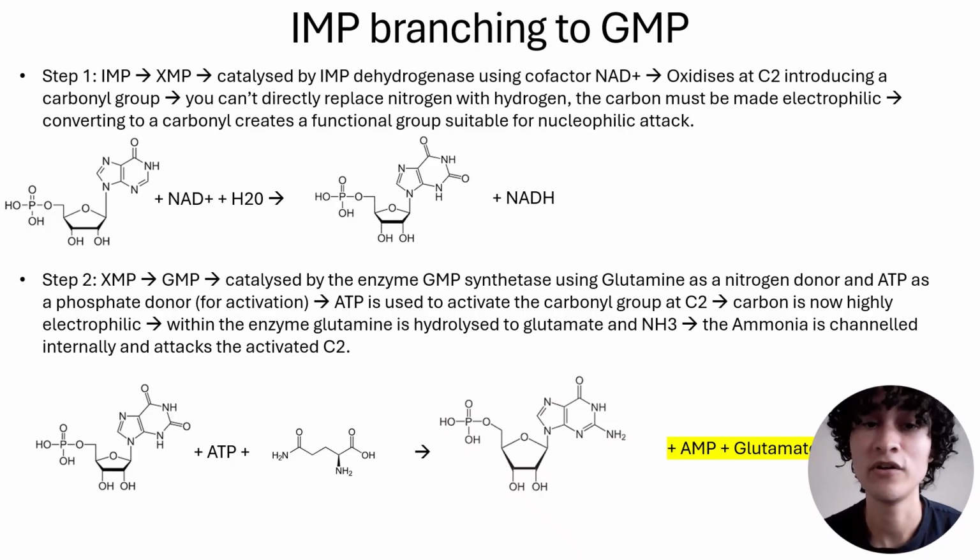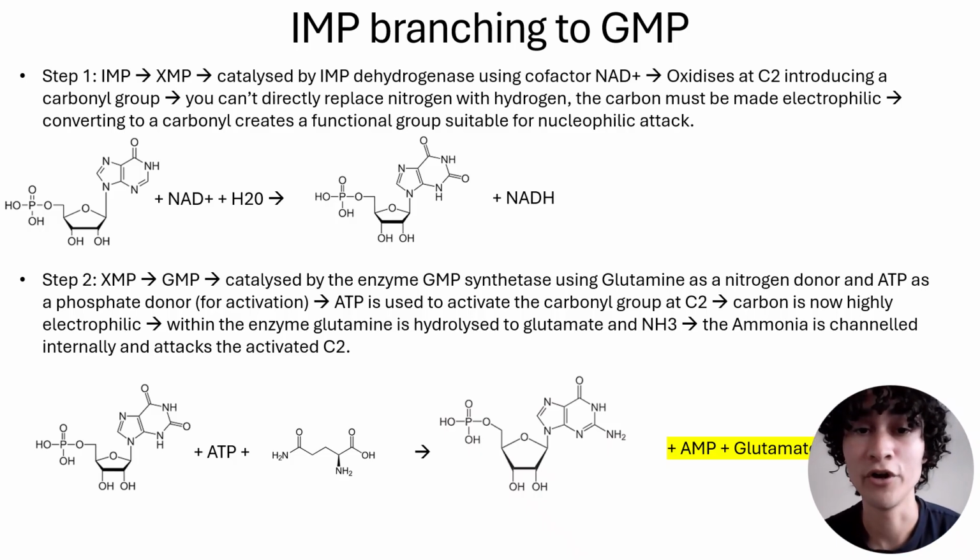So the first step is to convert inosine monophosphate into xanthosine monophosphate, because xanthosine monophosphate has that carbonyl group on its second carbon. This is catalyzed by the enzyme inosine monophosphate dehydrogenase, which uses the cofactor nicotinamide adenine dinucleotide plus, or oxidized NAD. Now that NAD plus will oxidize that C2, introducing a carbonyl group. So that C2 now has a carbonyl group, and it's become xanthosine monophosphate.